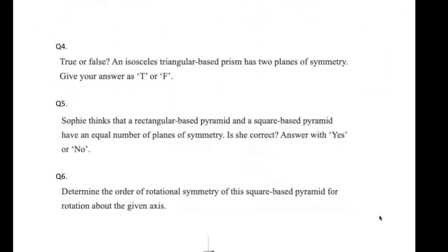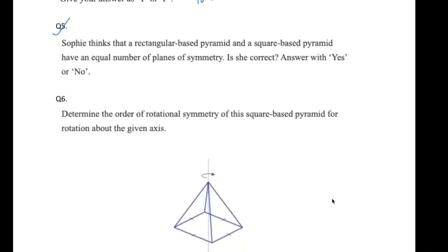Okay. An isosceles triangular base prism has 2 planes of symmetry. Give your answer. Yes, that's 2. We just did it. An isosceles triangular base prism has 2 planes of symmetry. Okay, that's true. Hold on. An isosceles triangular base prism. Yes, it's true. Okay. Try the next. We have done these. Okay. Now yes.